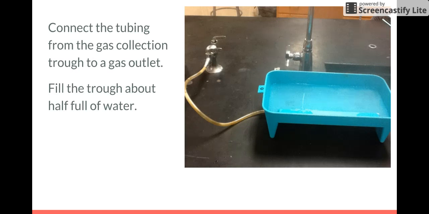The gas collection trough is a little plastic or metal tray, and it'll have some tubing running out of the bottom. That tubing is going to get connected to a gas outlet, which we have all around the lab. We're going to fill this about half full of water. It doesn't need to be much more than that, because otherwise you just end up spilling it everywhere. So about half full.